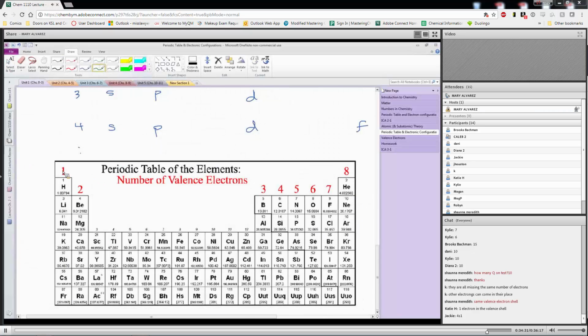So everything in group 1, in its neutral state, will have 1 electron on its surface. Everything in group 2 will have 2 electrons on its surface. Those are the reactive electrons. Everything in group 3 has 3 on its reactive surface, 4 electrons, and so forth. And everything in the last group has 8, with the exception of helium, which only can have 2.